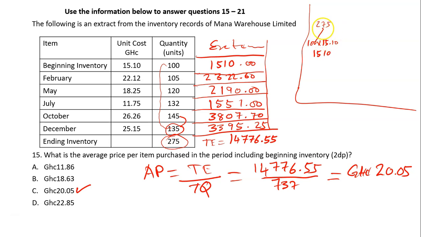Now, if 100 is gone out of it, the 105 in February also will come from the 275. So 105 times the unit cost, which is 22.12. So 105 times 22.12 is what? 2,322.60.